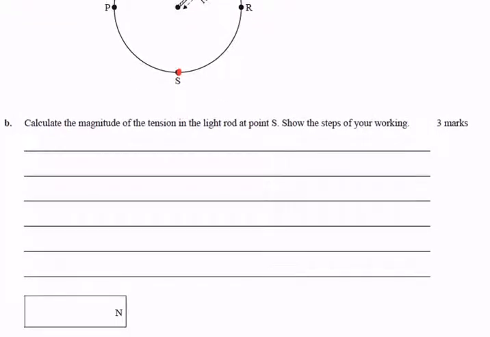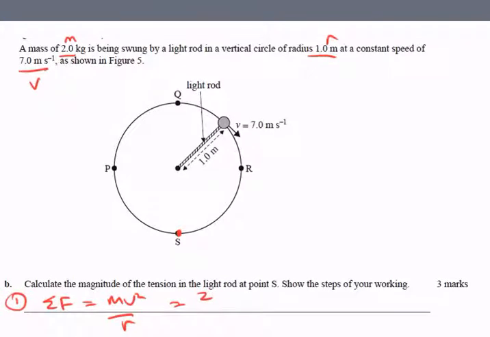Alright, the first thing I'm going to do is calculate total force. And in a circle it's mv squared over r, which equals 2 was my mass, I think. Yep, 2 is my mass. My speed is 7, squared, over r is 1, which equals 7 squared is 49 times 2 is 98. 98 newtons. Beautiful.